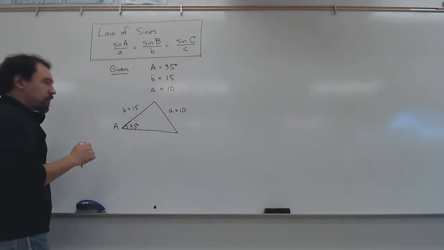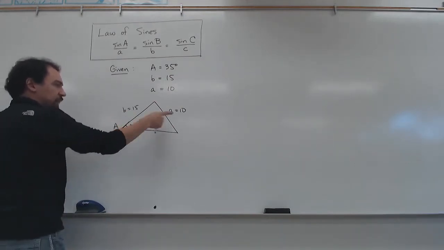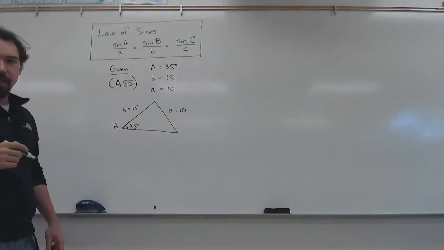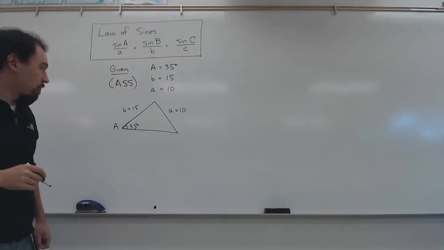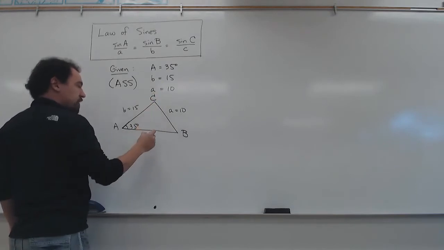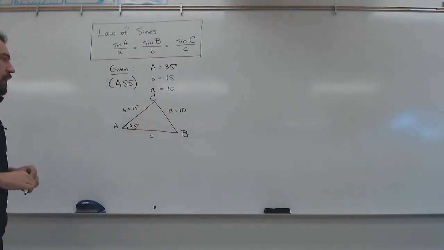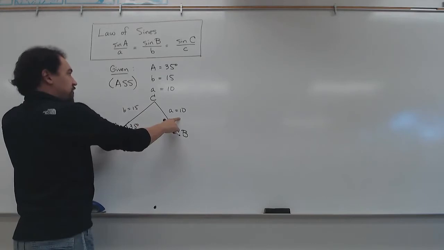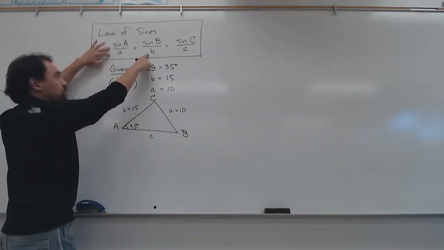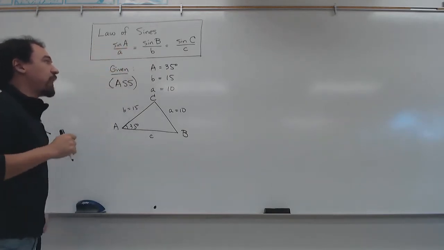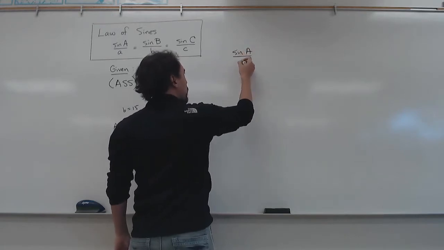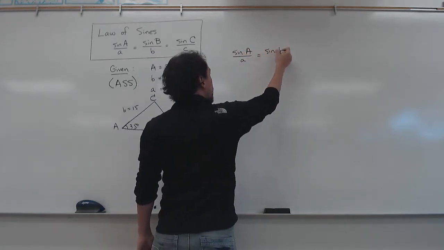Now notice the configuration this time is an angle, then a side, and then another side. This is going to be the case when we have to think a little bit harder than normal. So we'll label this angle B, angle C, and side length c. We have two pieces of information that form this ratio, and we have a side length b, which means maybe we'll use this equality to try to find the angle B. So we'll write sine of angle A over lowercase a is equal to sine of angle B over lowercase b.